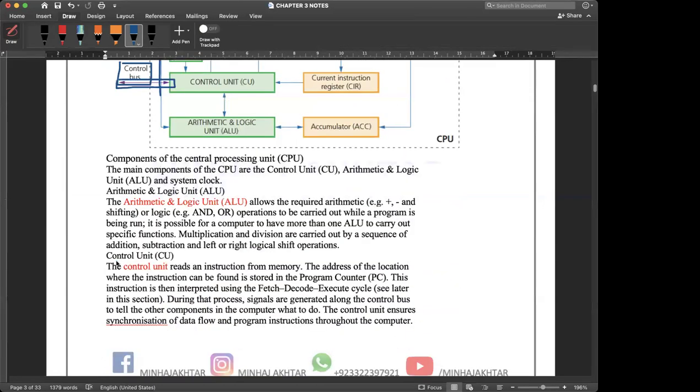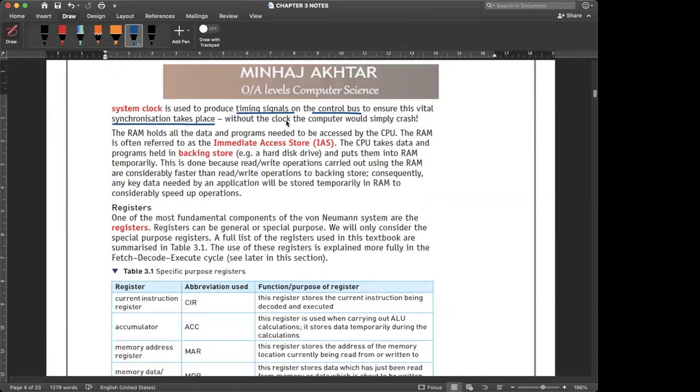Without the clock, the computer would simply crash. The clock is there to manage the timeline. The clock is there to manage the timing signal. The clock is there to estimate the sending and receiving of files or data. If the system clock fails for any reason, your system would simply crash or restart again and again.